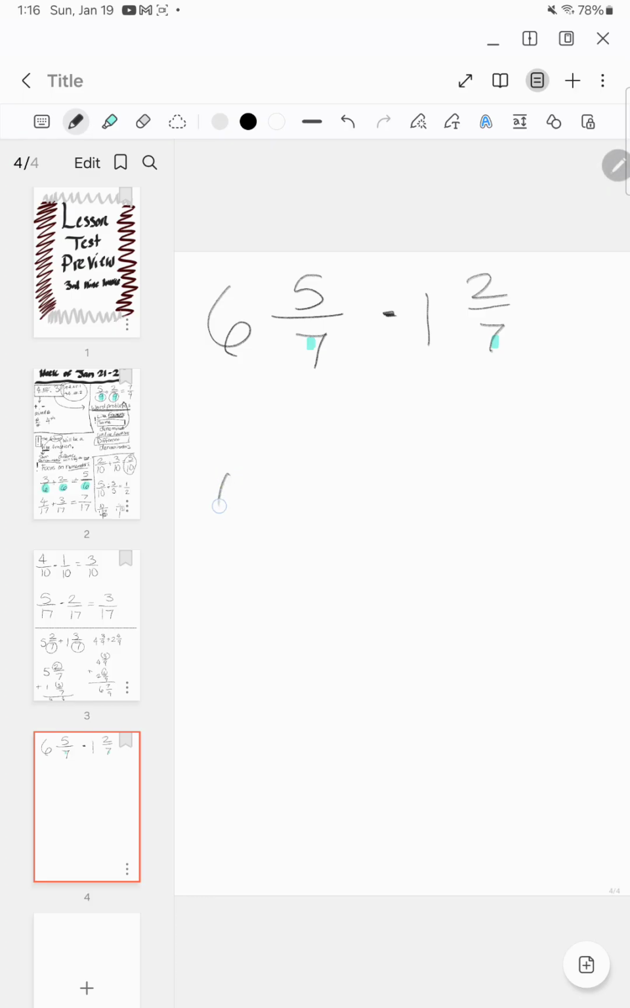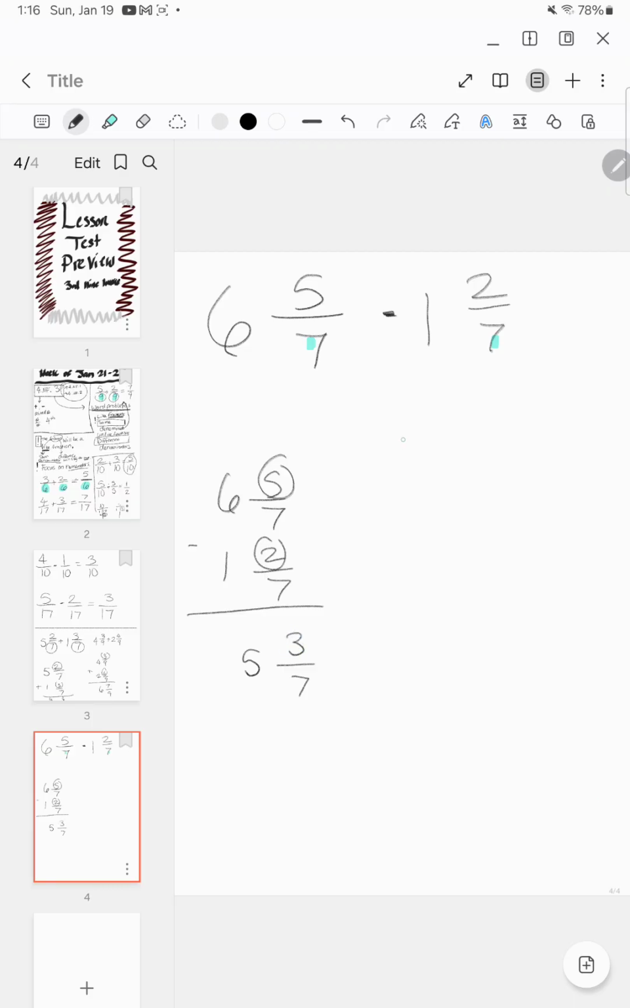I would stack it. Bigger number on top, smaller number on the bottom. My denominator is still going to stay the same, even though we're subtracting. And I just do 6 minus 1, which is 5, and 5 minus 2, because again, numerators now, 5 minus 2 is 3. So the answer is 5 3/7.